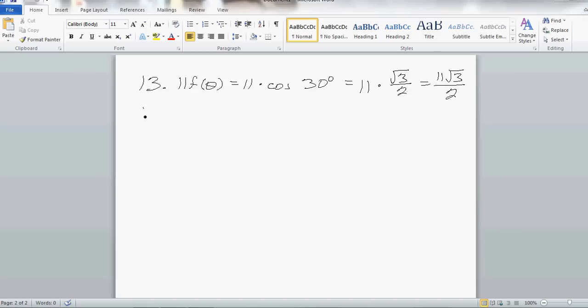Number 14 is a similar problem to the previous two. We're just asked to find f of theta when f of theta equals the sine of theta and theta equals 60 degrees. So this boils down to, what's the sine of 60 degrees? Well, the sine of 60 degrees is the square root of 3 over 2.